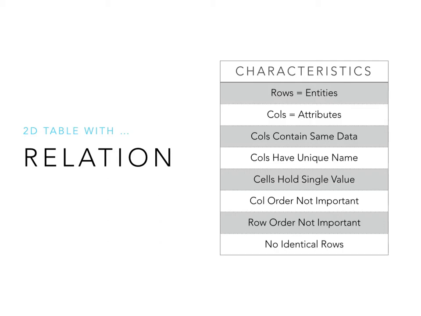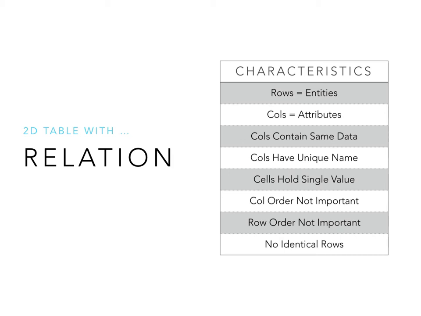When we think about a relation, we're generally thinking about a table, something that has rows and columns, but there are a couple more characteristics that have to be in place for it to actually count as a legal relation in the formal sense. So a relation is a 2D table that has the following characteristics in this list that I've tried to distill down. All the rows are representing entities. The columns contain attributes.